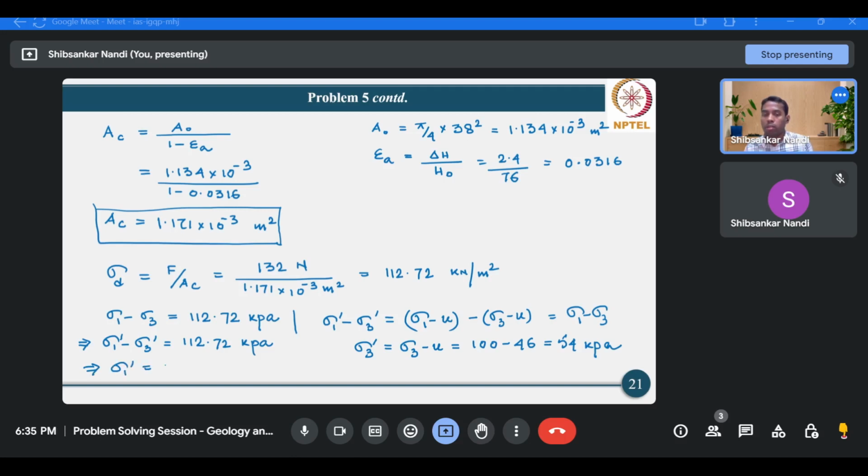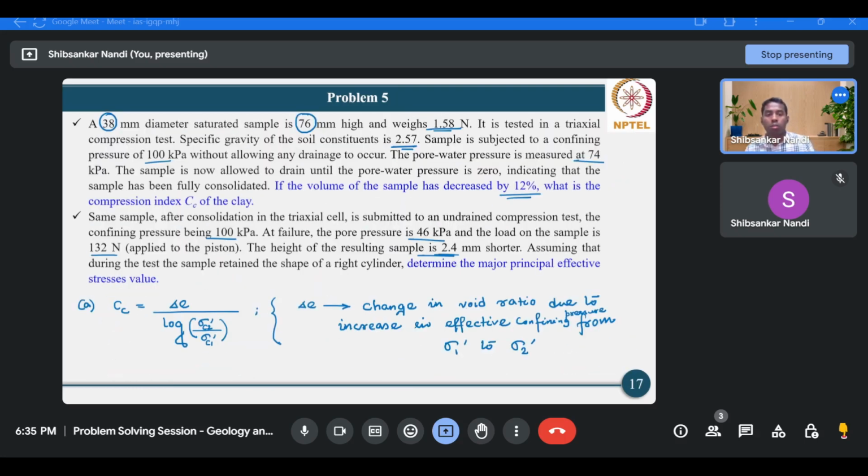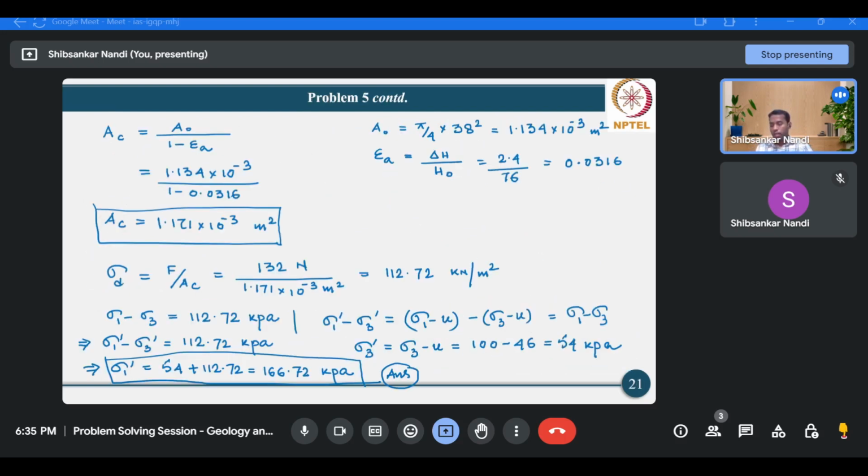Therefore sigma 1 prime would be 54 plus 112.72, which is 166.72 kPa. Okay, so this is the answer of the second part of this problem. So the major principal effective stress is 166.72.